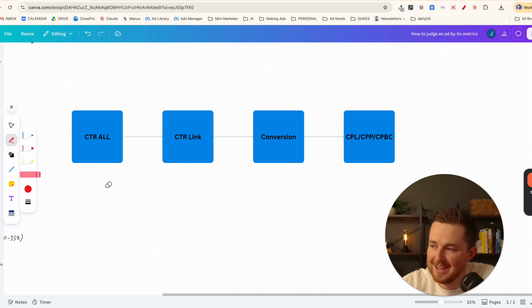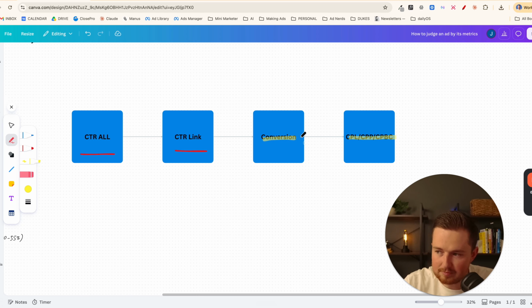Basically, you can't start at the end and focus on the end metrics. In our process here, these are the order of operations. When we look at an ad, we look at our click-through rate all, then our click-through rate link, then our conversion rate, and then our cost per lead, cost per purchase, cost per book call, because these are really our lagging metrics. Conversion rate is a little bit of a leading metric, but not as much. It's a little bit in between.